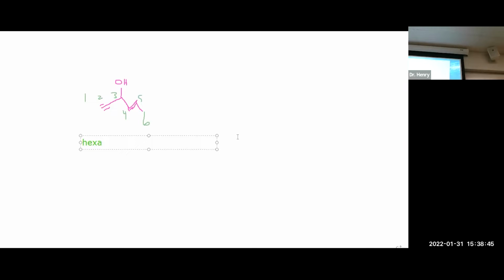Okay, Sampula says hexene, and she says 5 dash hexene. Do you guys agree with that so far? I'll write down what she says completely. 1, ine, 3. You guys agree with that? Okay, so it should be 4.